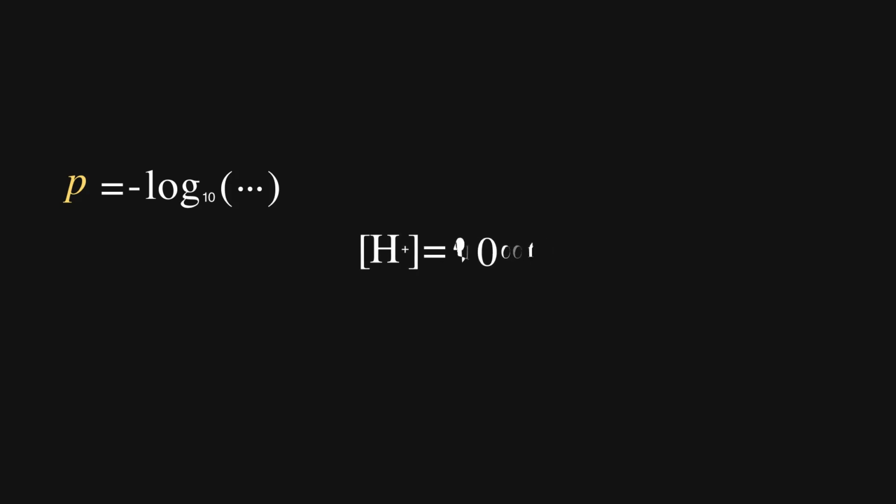Take a hydrogen ion concentration of 0.0001. First, let's rewrite this messy decimal as a power of 10. It becomes 10 to the power of -4. Now we apply the logarithm. The base 10 logarithm asks a simple question: 10 to what power gives me this number? It effectively reaches in and grabs the exponent. So log base 10 of 10 to the -4 is just -4.